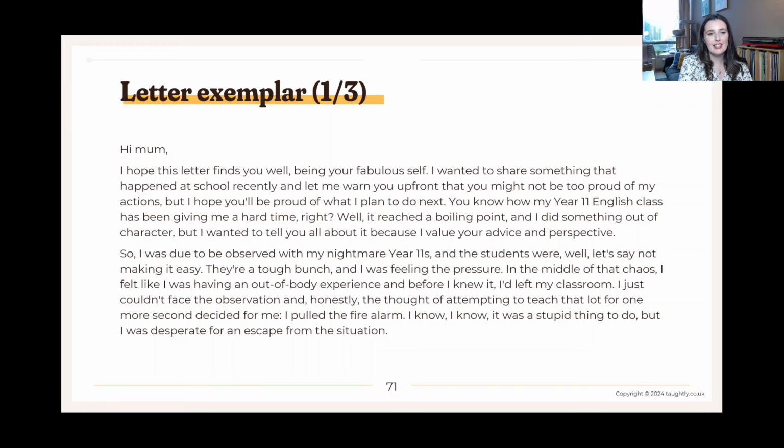Now let's take a look at the exemplar, which remember is Miss Salmon writing to her mum. Hi Mum, I hope this letter finds you well, being your fabulous self. I wanted to share something that happened at school recently, and let me warn you up front that you might not be too proud of my actions, but I hope you'll be proud of what I plan to do next. You know how my year 11 class has been giving me a hard time, right? Well, it reached a boiling point and I did something out of character, but I wanted to tell you about it because I value your advice and perspective. So notice here that we've got like a little bit of a joke. Her mum is fabulous.